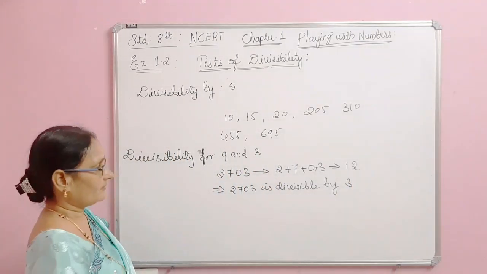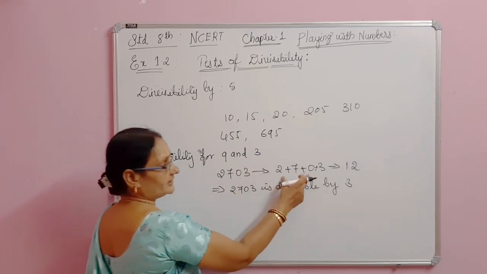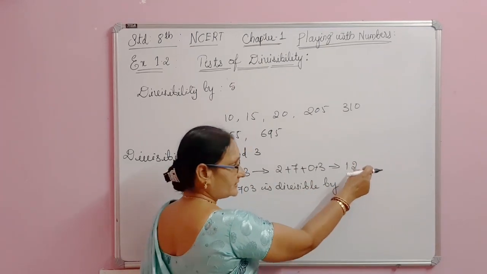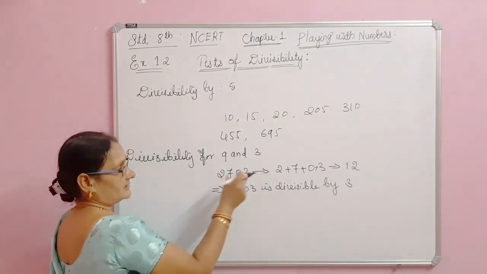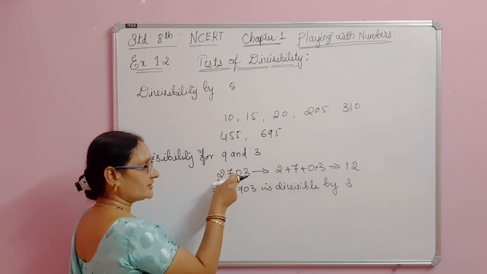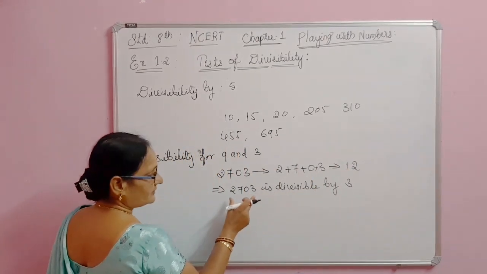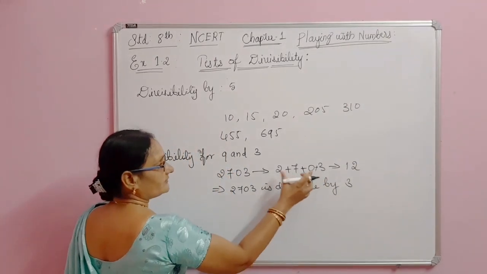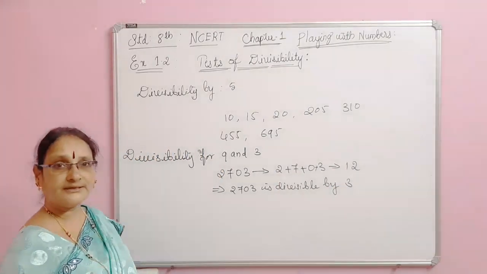What is the divisibility test for 3? The sum of the digits of the given number must be divisible by 3. Then the given number is divisible by 3. Suppose the sum is not divisible, what? Then the given number is not divisible by 3.